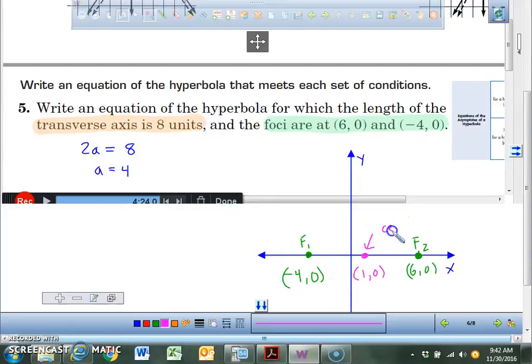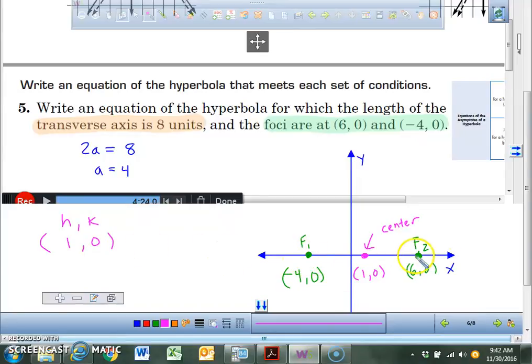That represents your center. So there's your center. So what I want you guys to do right now is put h, comma, k. All right, h, comma, k, which is (1, 0).